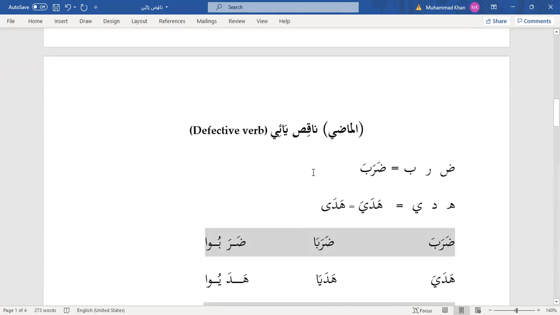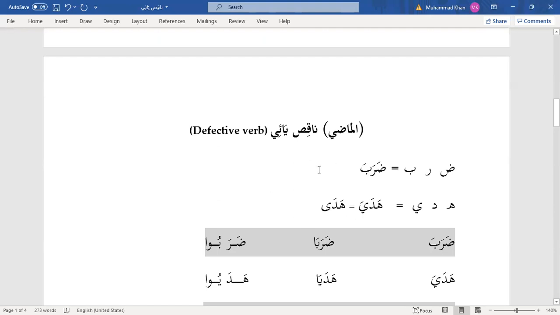Okay, now we go to naqis ya'i. And when we first, you know that we have to discuss the past, al-madi. So the most important bab that is used for naqis ya'i is daraba yadribu. Daraba yadribu. For naqis wawi, it was nasara yansuru. And for naqis ya'i, the most important one is daraba yadribu.